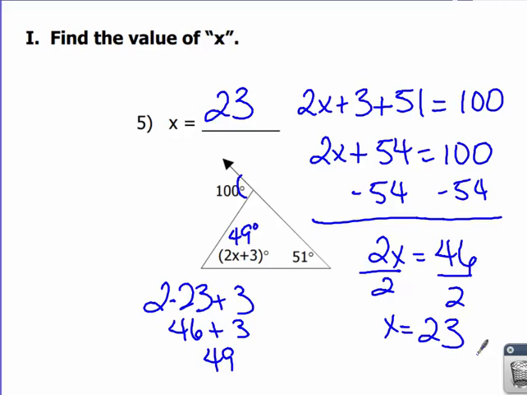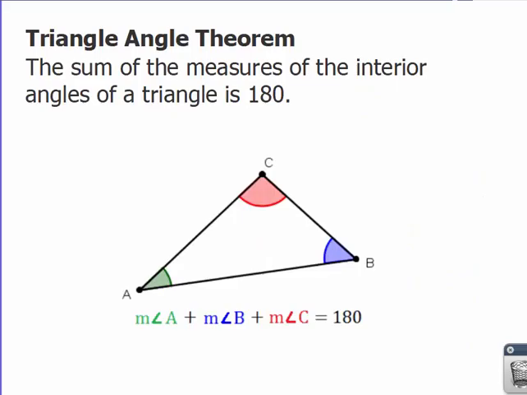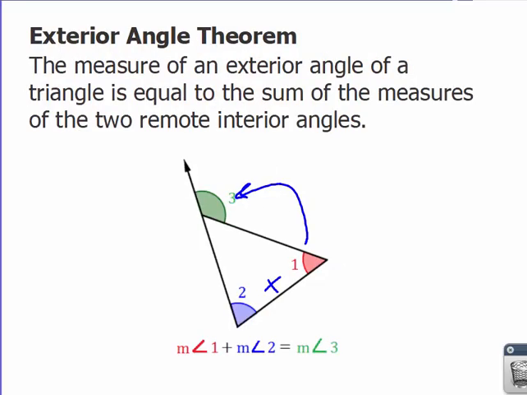Okay, so let's review what we've talked about today. We talked about two basic theorems. One is the triangle angle theorem, which states that the three angles of a triangle will always equal 180 degrees. The other theorem that we've talked about today is the exterior angle theorem: if I add the two remote interior angles together, I will get the exterior angle. So those are the types of problems that we're going to be working with. So until next time.